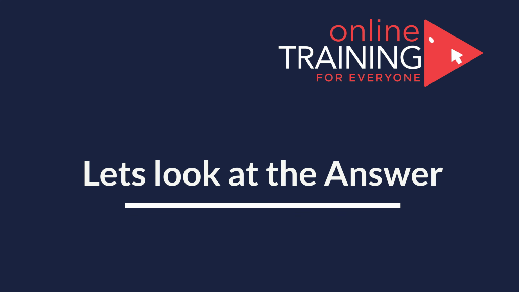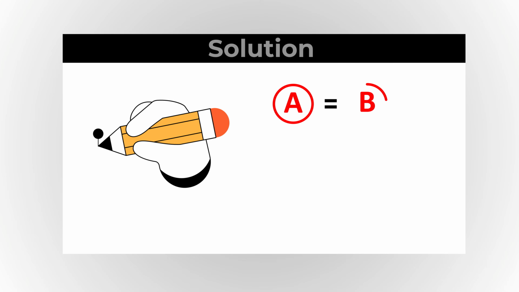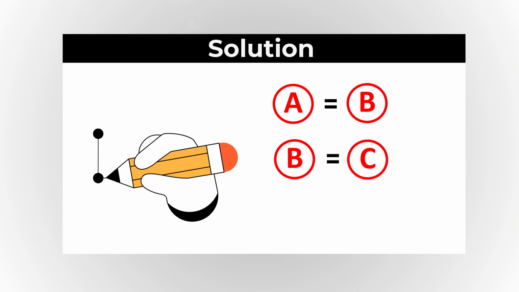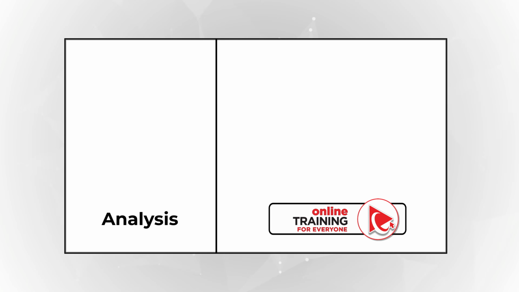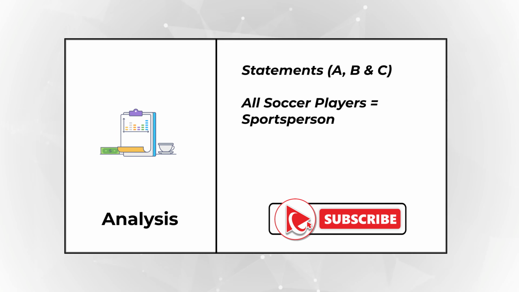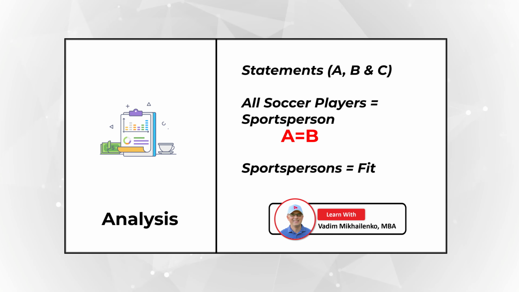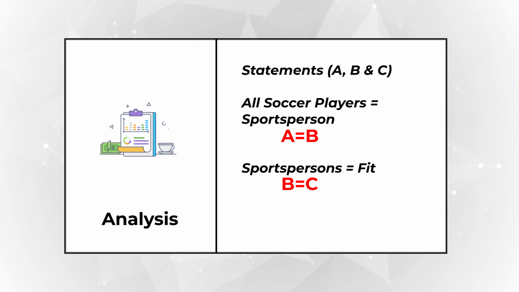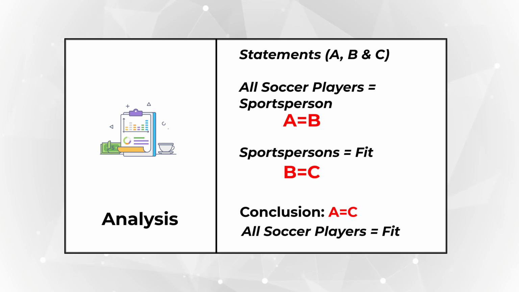As you might be well aware, in the logical world, there is a formula. If A equals B and B equals C, then you can reasonably conclude that A equals C as well. We can look at our original statements as A, B, and C. For example, the statement all soccer players are sports persons could be the equivalent of A equals B, and then all sports persons are fit could be B equals C.